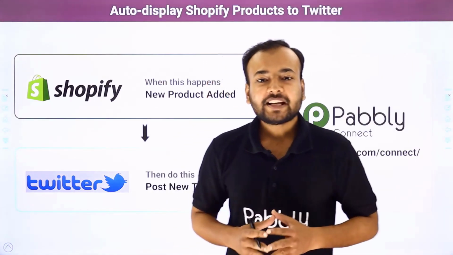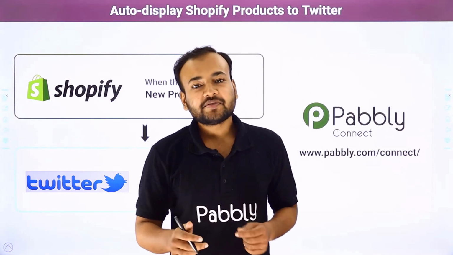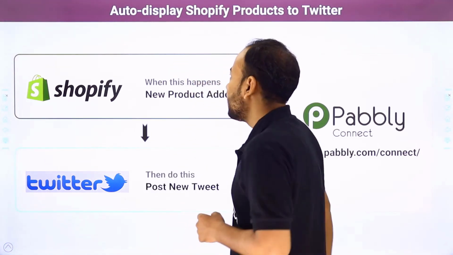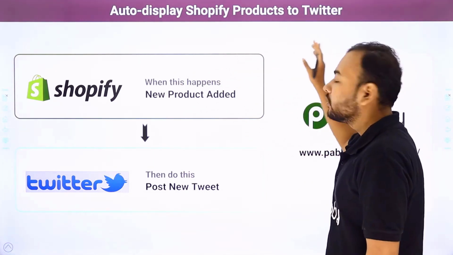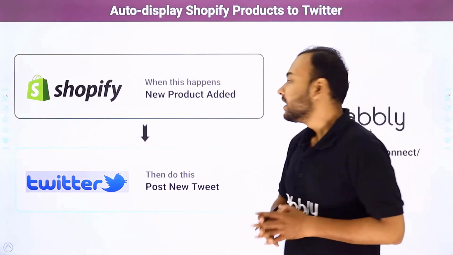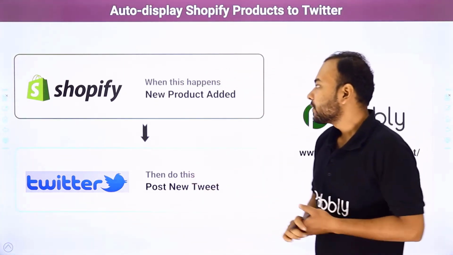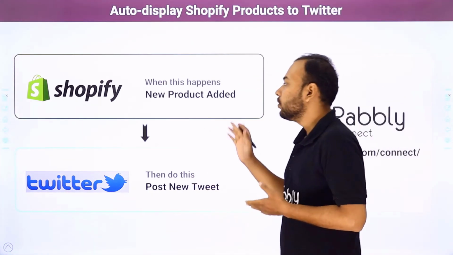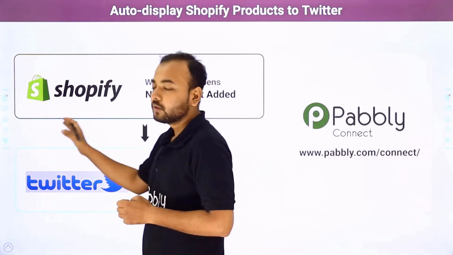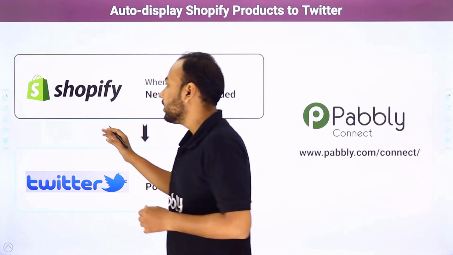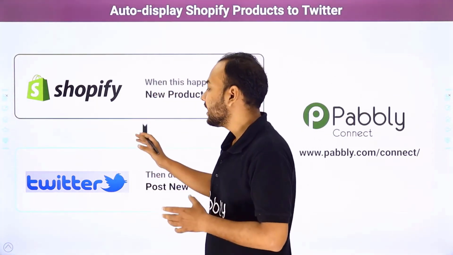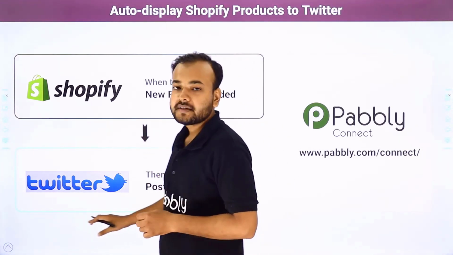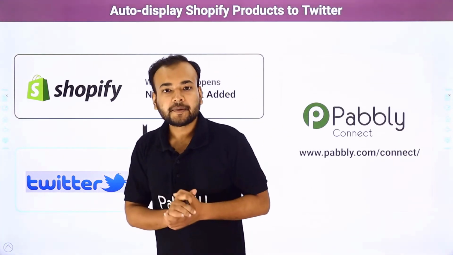Hello everyone, welcome back to our channel. So in this video, you are going to learn how to automatically display Shopify products on Twitter, right? So let's see what is happening here. So you have added a new product in your Shopify store and you want the link of that same product and the photo of same product to get delivered here on Twitter as a new tweet, right?